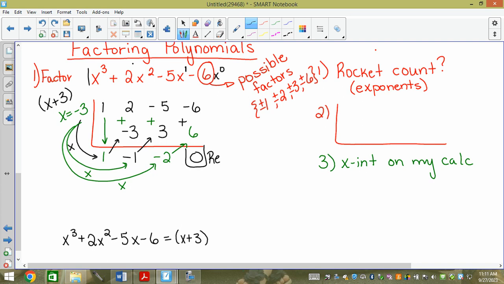If you do not get 0, you either messed up in just your mathematics, or you did not grab an x-intercept. People possibly grab y-intercepts by accident. So just watch yourself. If you don't get a remainder of 0, it's not a factor, because the definition of a factor is the remainder is 0. It goes in evenly. Okay?